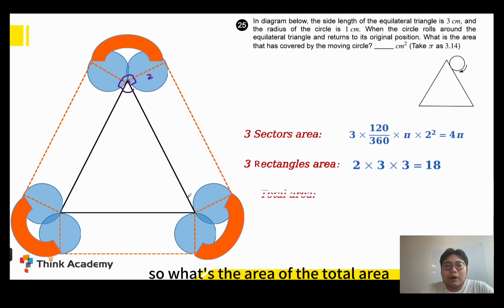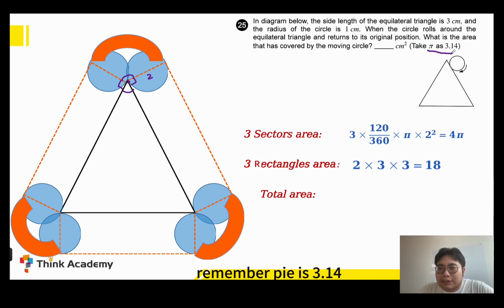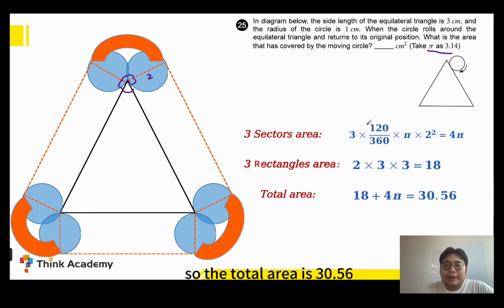So what's the total area? Just add them together: 4 pi plus 18. And remember, pi is 3.14. So the total area is 30.56.